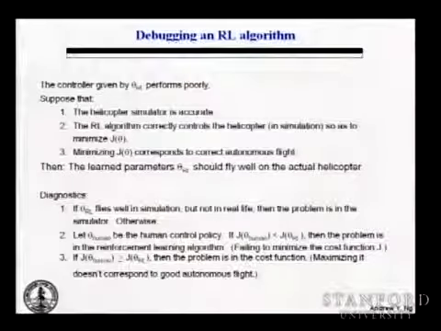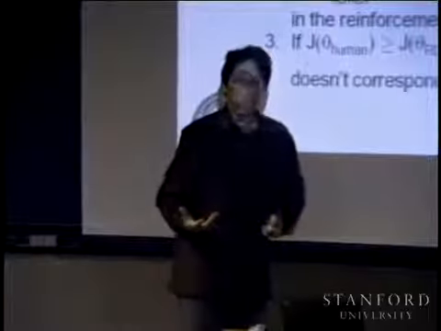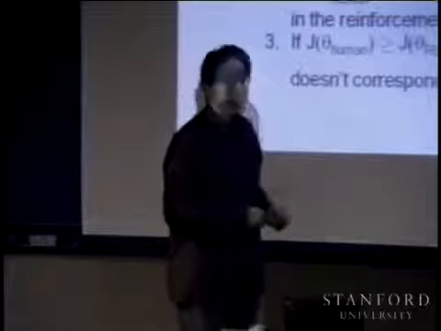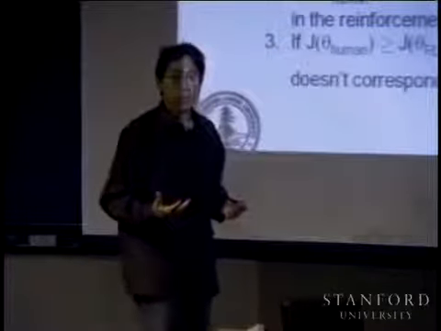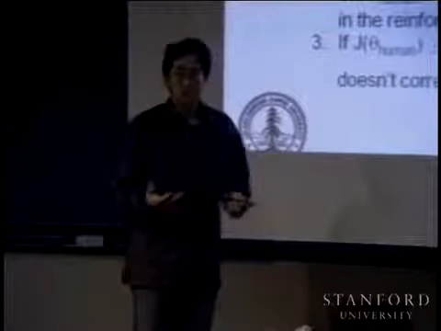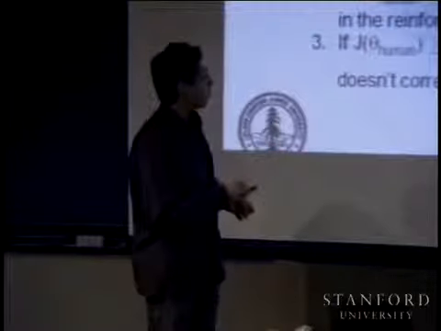And finally, if the human actually attains a larger value for J of theta, if the human actually has larger mean squared error for the helicopter position than does my reinforcement learning algorithm, but I like the way the human flies much better than my reinforcement learning algorithm, so if that holds true, then clearly the problem is in the cost function, right? Because the human does worse on my cost function, but flies much better than my learning algorithm. And so that means the problem is in the cost function. Oh, excuse me, I meant minimizing it, not maximizing it. It's typed on the slide.